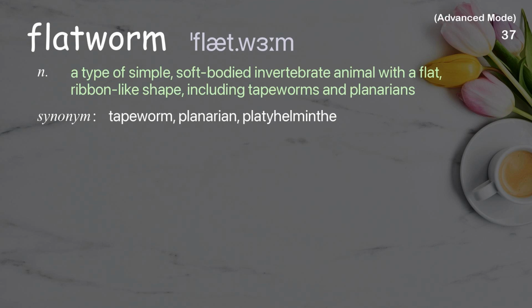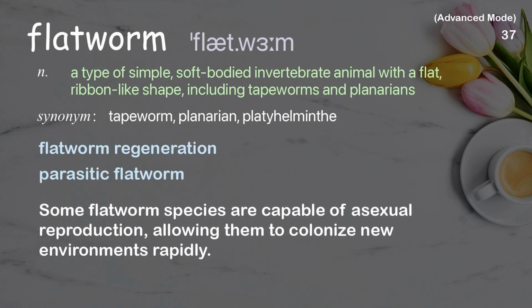Flatworm. A type of simple, soft-bodied invertebrate animal with a flat, ribbon-like shape, including tapeworms and planarians. Examples: Flatworm regeneration. Parasitic flatworm. Some flatworm species are capable of asexual reproduction, allowing them to colonize new environments rapidly.